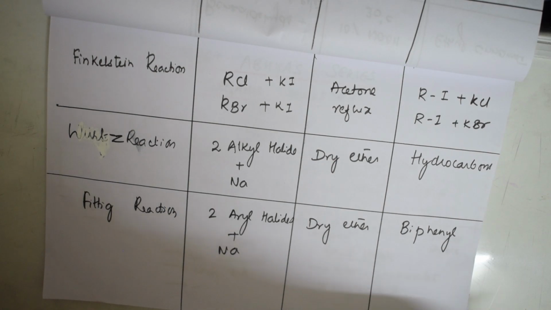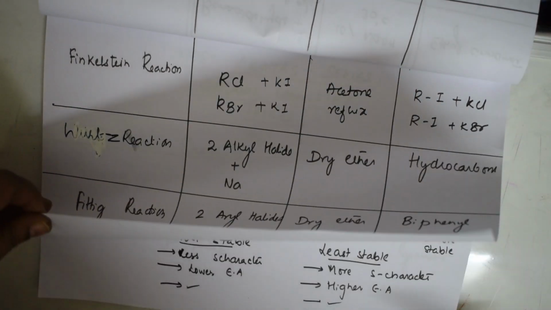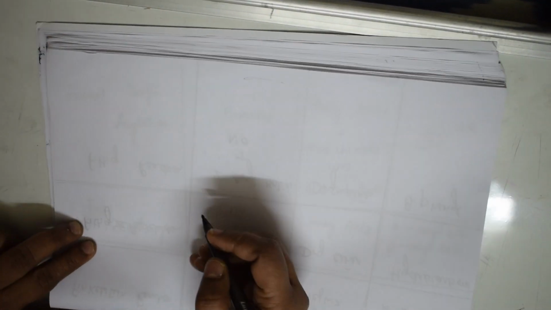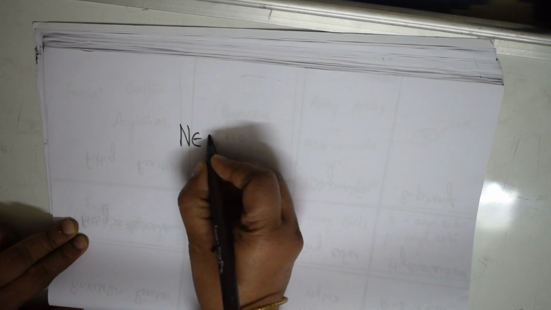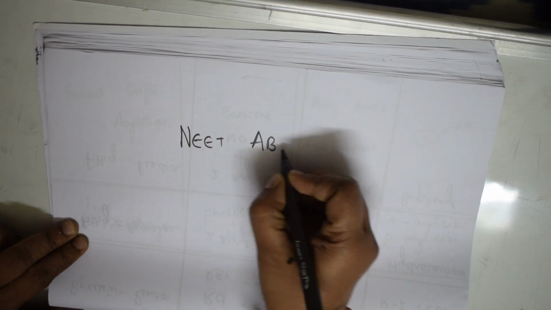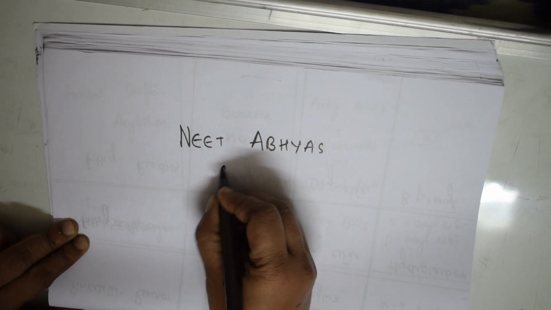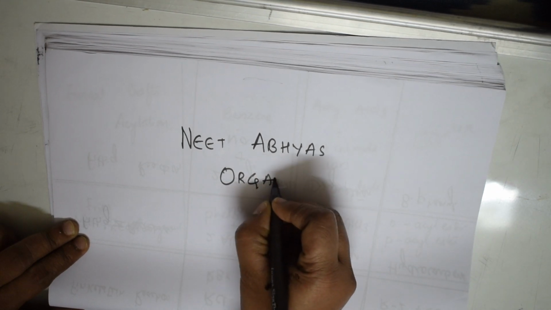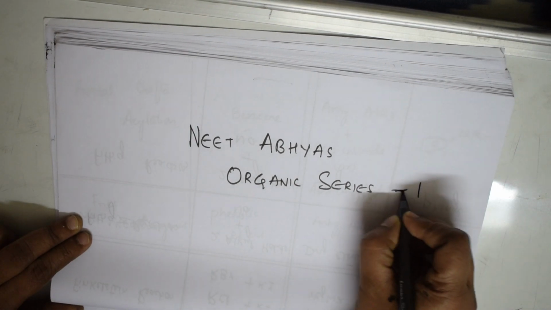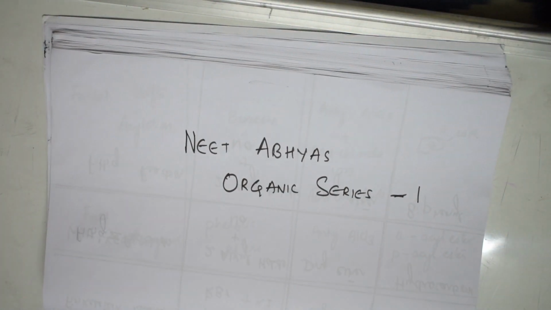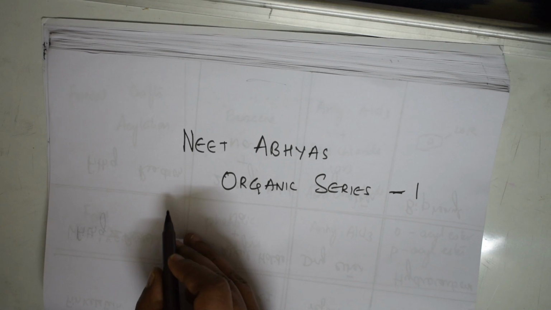Right, students? So, this is from your Vani ma'am. As I said, this is your NEET series which I have started. Thank you so much. Remember, students, I have taken a lot of time to do this. This is your organic series 1. So this is your NEET ABHYAS organic series 1. So here, don't worry grade 11 students, I'm there with you all. Let your seniors finish off their NEET exam, then I'll come back to you.